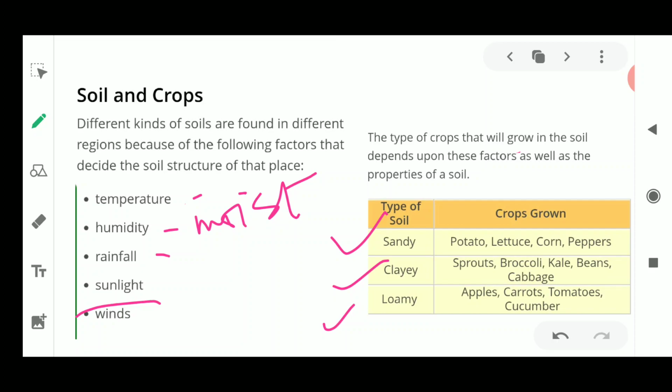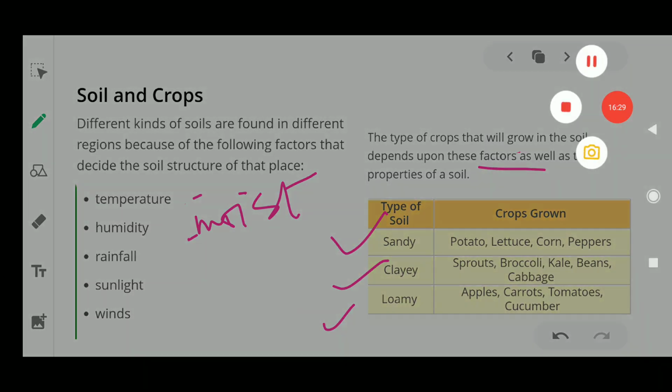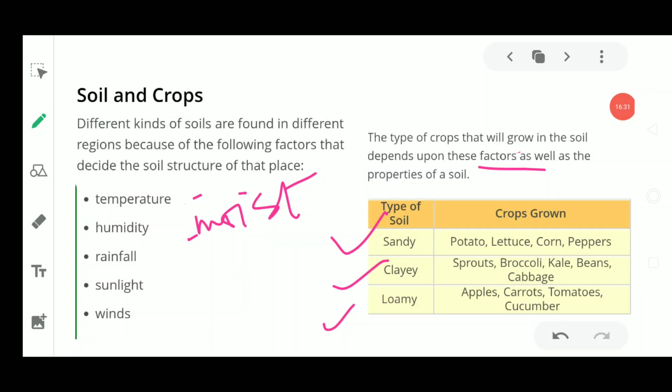Okay, now different crops could be grown in different types of soil, which depends upon the factors we discussed. And also the properties will be affected by these factors. Properties means the percolation rate, the retention of water, the moisture content, whether it is present or not, air content which is present or not. Okay, so these are of three types, and you could see what kind of crops could be grown in that particular soil. The crops which could be grown in the three types of soil are as follows, which is given in the form of a table.